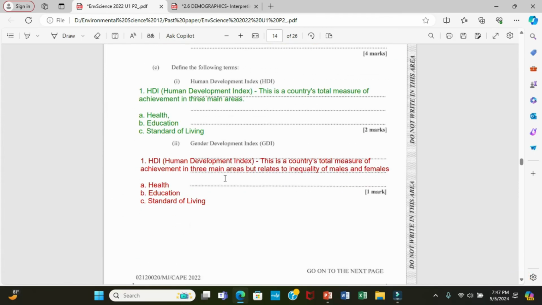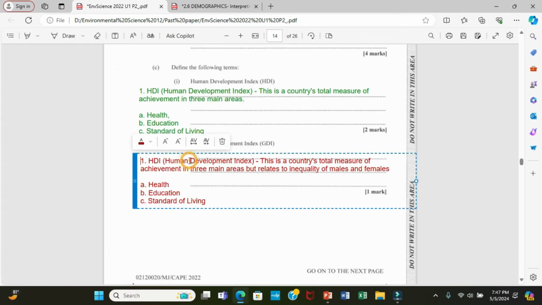Now, define the following terms. One, Human Development Index. So I'm going to read it again. The HDI, this is a country's total measure of achievement in three main areas: health, education, and standard of living. And two, Gender Development Index. The Gender Related Development Index. Put related here.